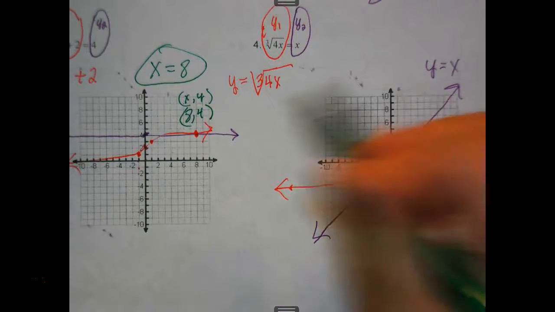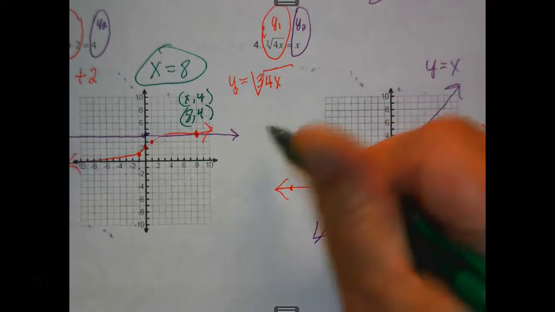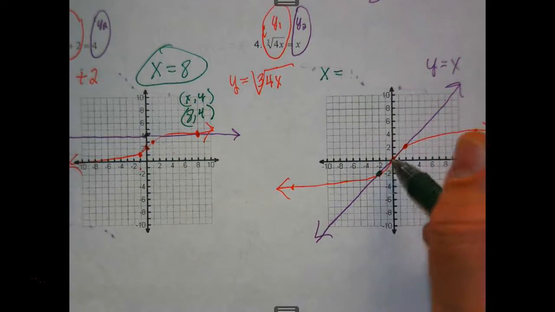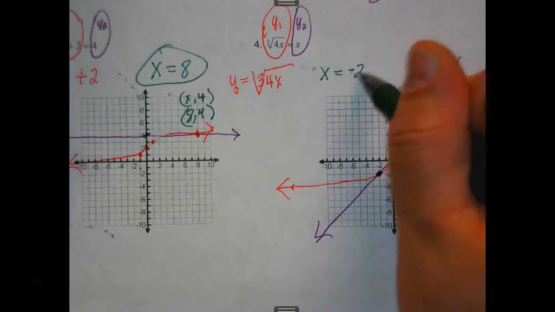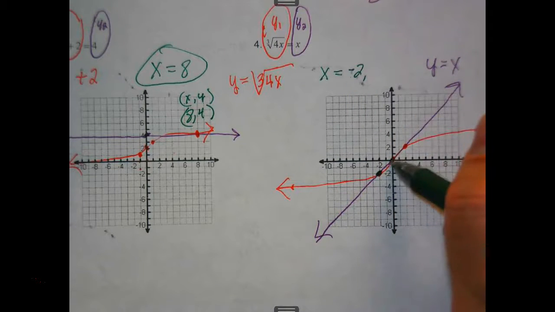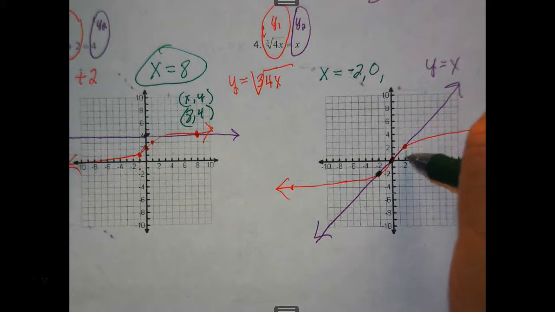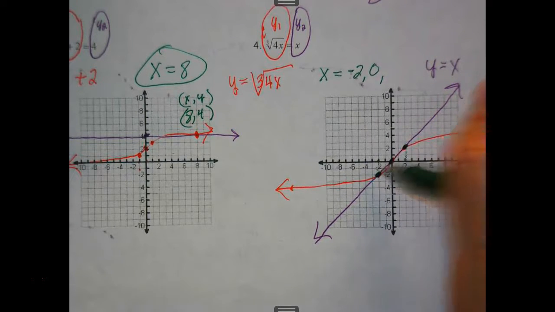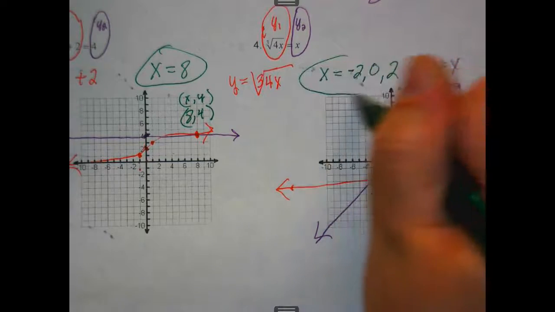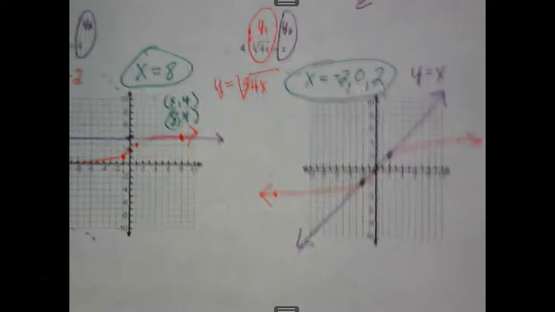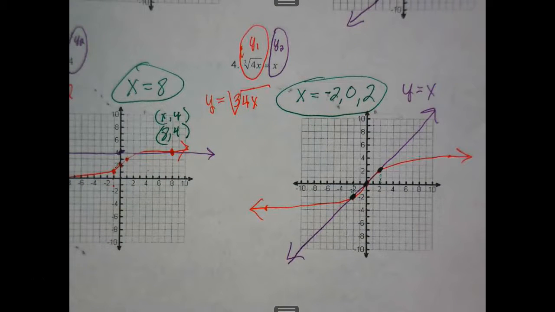Okay, so my solution, I have x equals -2. I have x equals 0. And I have x equals 2. Well, that was cool. Again, I apologize for insulting your intelligence.